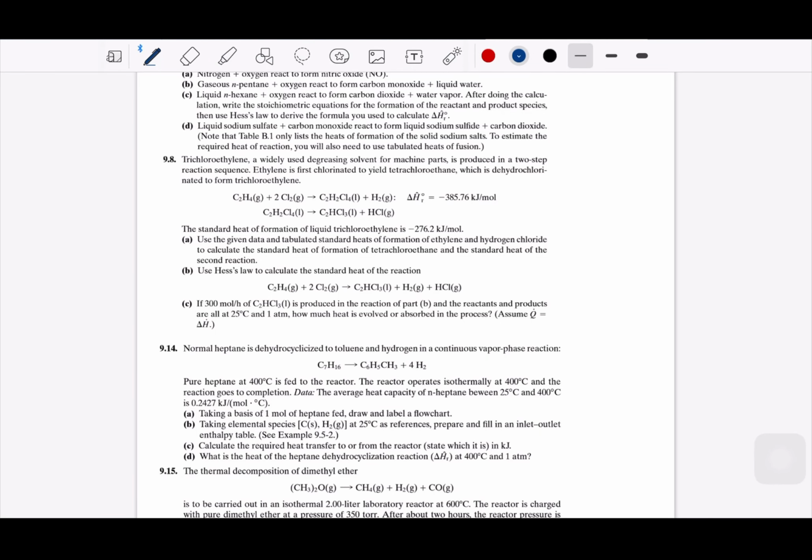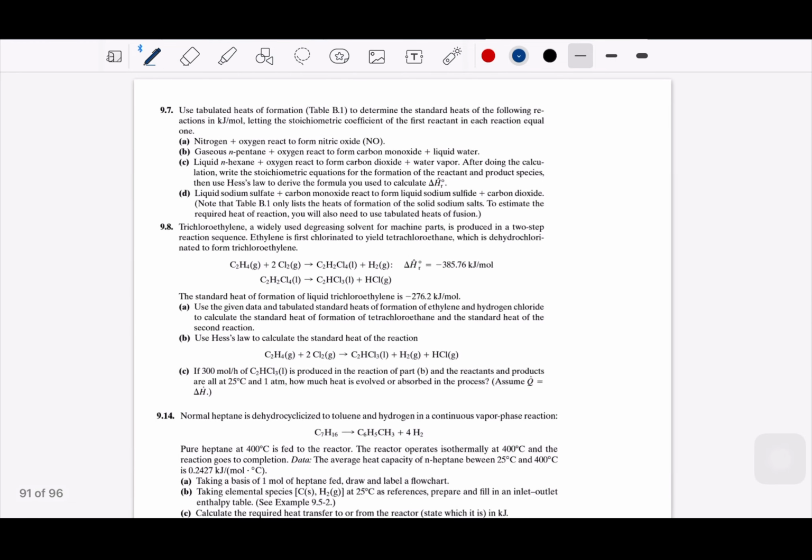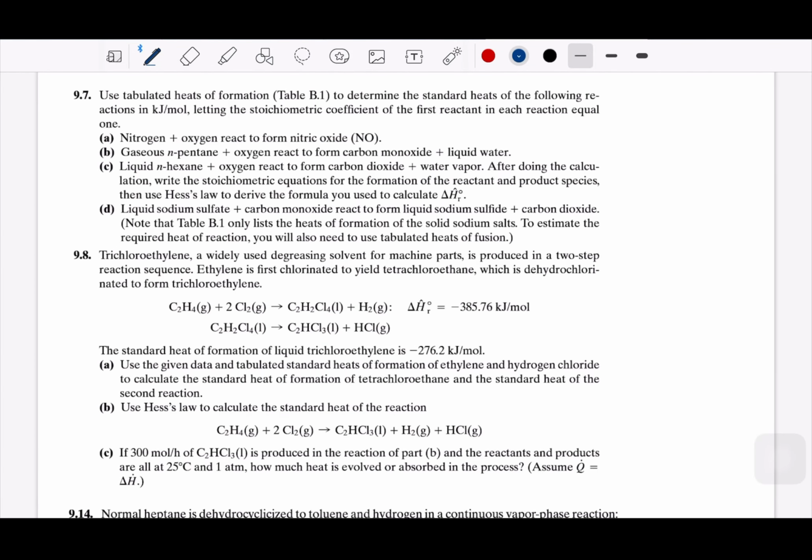Okay, hello, this is an additional video on chapter 9. I hope you can also work with me. So you can start with 9.7, 9.8. I think for both of these questions, you just look at the table, and then you can use Hess's law and find the heat of reaction.